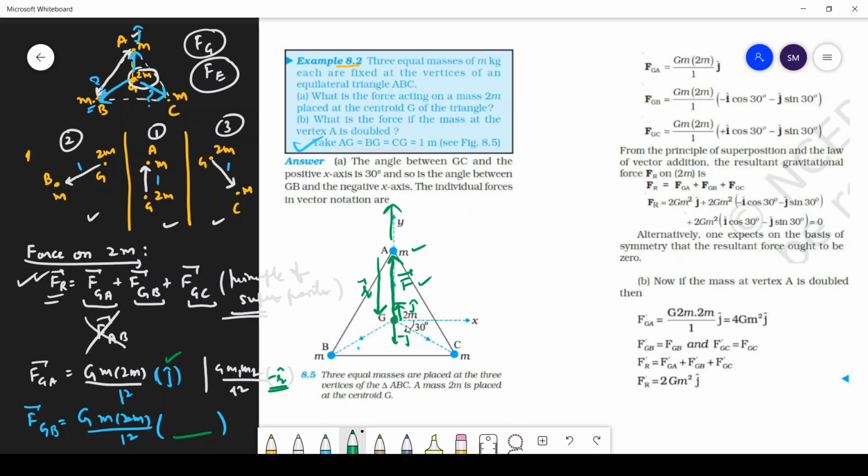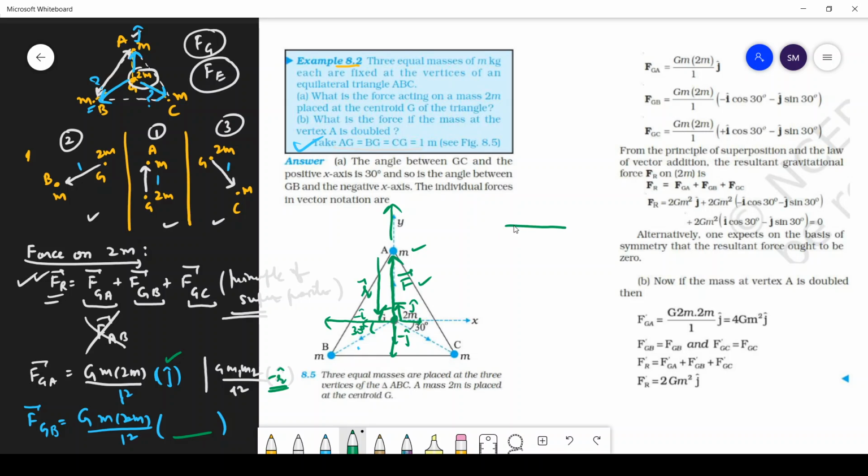Now students, the important thing is the directions. How do we find this direction, this direction? This direction you can see is your i cap, and this is your minus j cap, and this is your minus i cap. So minus i cap, minus j cap. Now you will be moving along this direction, and this angle is 30 degrees. You know this is 90, this is 120, so this angle is 30 degrees.